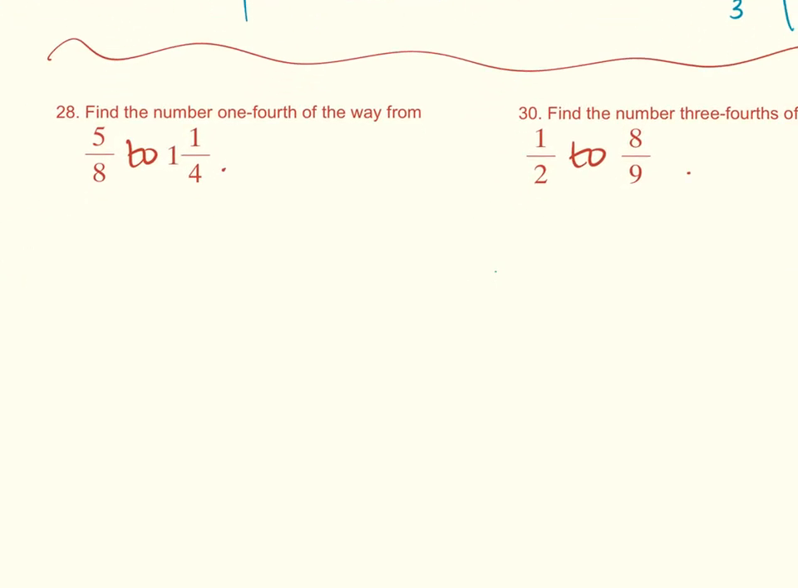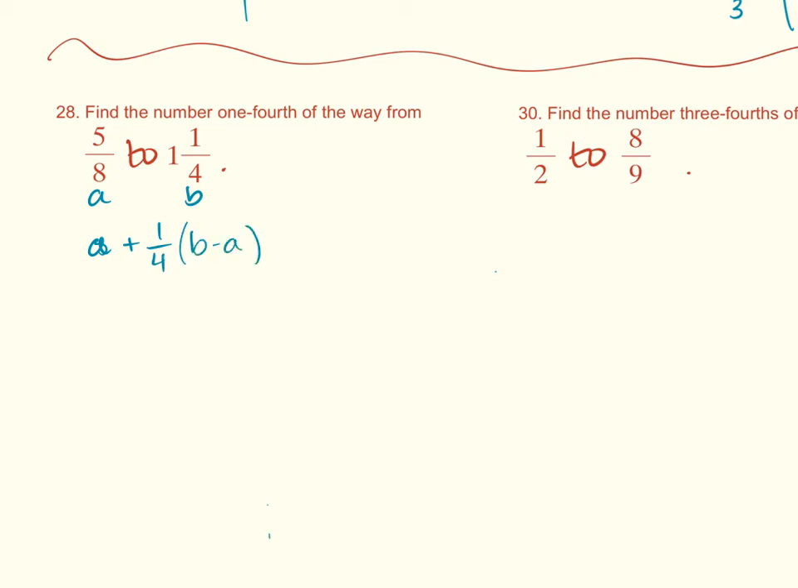Now let's move on to 28. For 28, we're going to use a formula very similar to what we were using in 16 and 20. It says find the number 1/4 of the way from 5/8 to 1 1/4. What we're going to do is use a plus whatever rational number we have, so in this case 1/4, times b minus a.